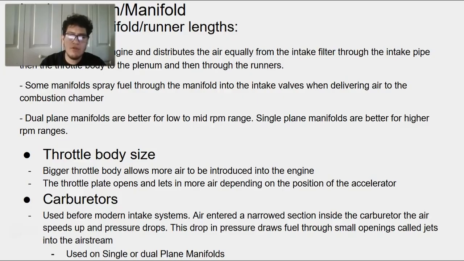Carburetors were used before modern intake systems. Carburetors allowed air to enter a narrowed section inside the carburetor. Then air speeds up and pressure drops. This drop in pressure draws fuel through small openings called jets into the airstream. Carburetors were used on single or dual plane manifolds.